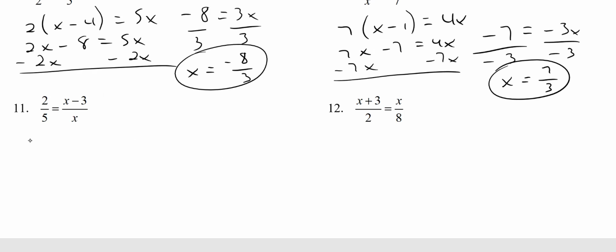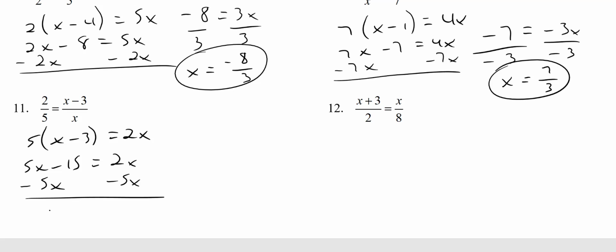Okay, last two. We got 5x minus 3 equals 2x. So 5x minus 15 equals 2x. Subtract 5x from both sides. We get negative 15 equals negative 3x. And divide by negative 3. So that gives you actually a positive 5.